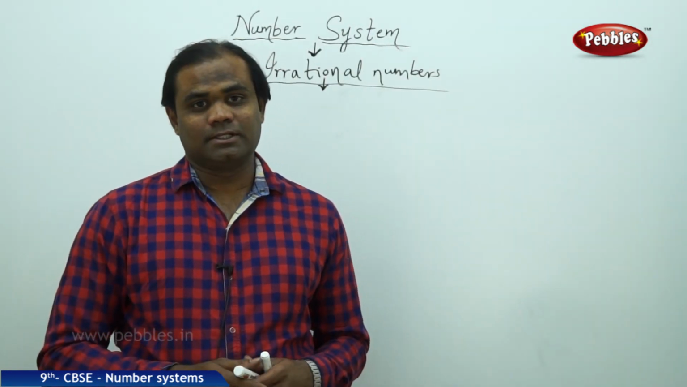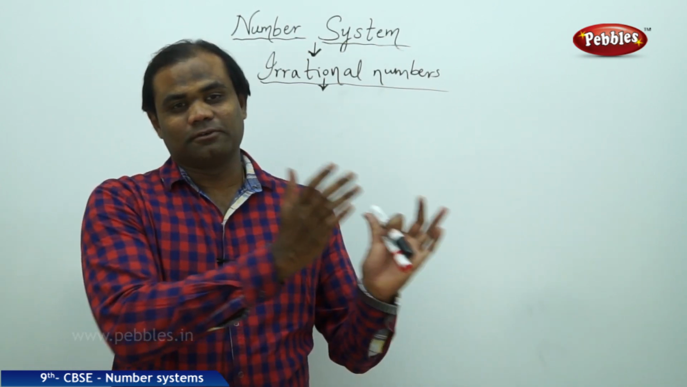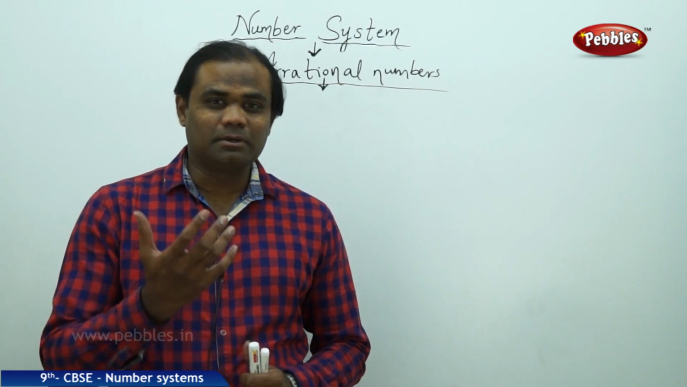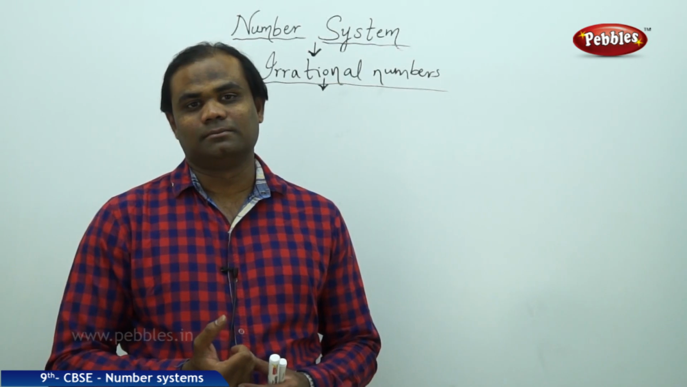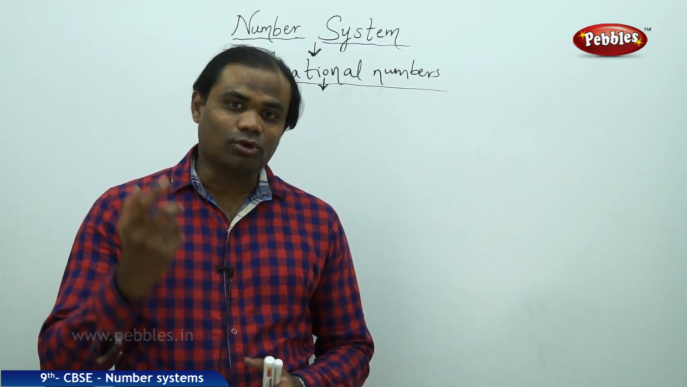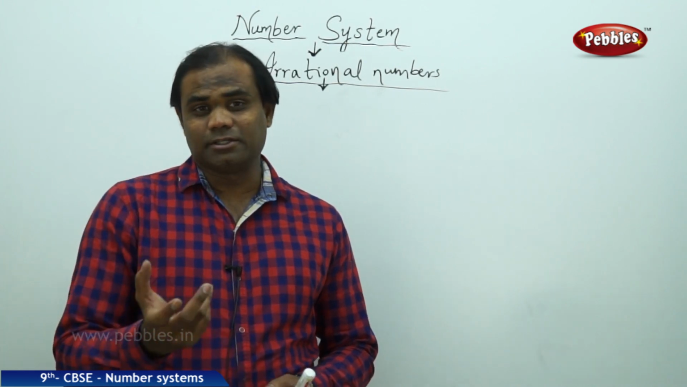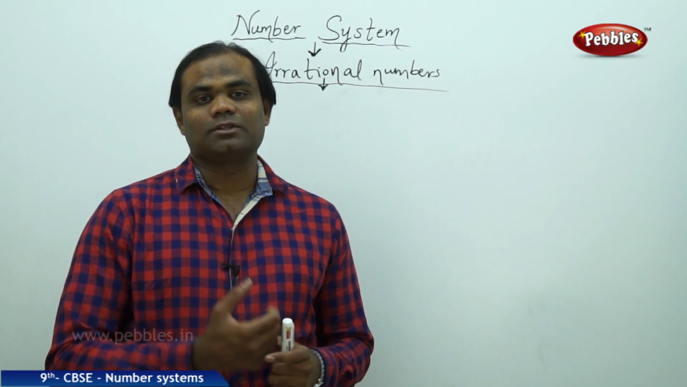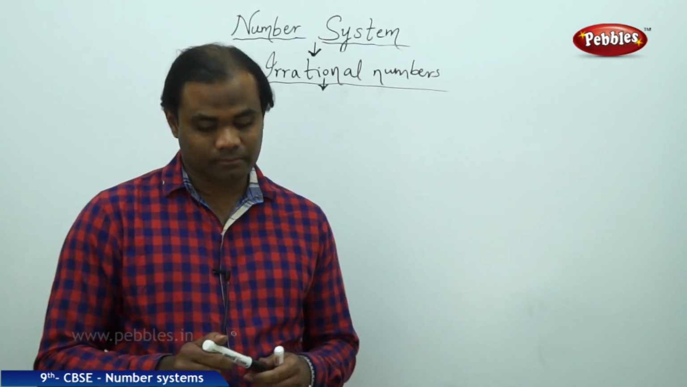Irrational numbers are the numbers which are not rational; the opposite of rational is irrational. So any number which is not a rational number is an irrational number. Any number which cannot be expressed in the form p by q, with p and q being integers and q not equal to 0, is an irrational number. I think you all get now what an irrational number is.